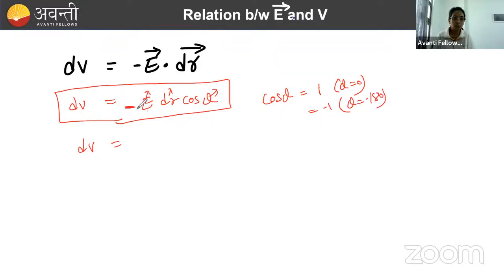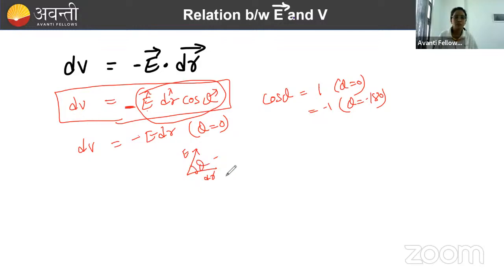So here we have to maximize this value to minimize dV. Done. So the minimum value is minus E dr when theta equals 0. Again, what does theta 0 mean? Theta 0 means the angle between electric field and dr is 0. It means E and dr are parallel. Again, what is the meaning of this? It means if we are moving in the direction of electric field, if our displacement, our position vector is in the direction of electric field, then potential will decrease the maximum.